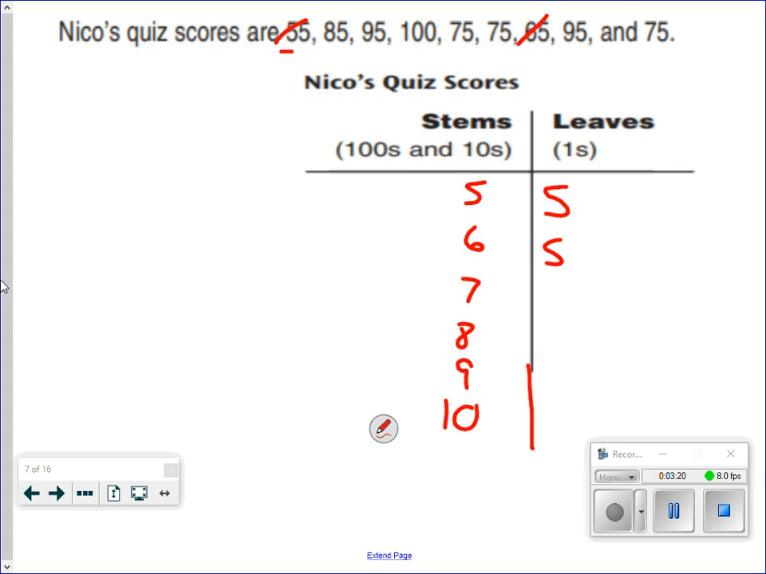Any numbers in the 70s? We have 1, 2, 3 75s. So we have 7, 5, 5, 5. Any numbers in the 80s? We have one number in the 80s. We put a 5 there. 90s, we have 2 95s. We put a 5 and a 5. And then we have 100. That's how you write the 100. Just a 0 there because the 10 with the 0 would be 100.